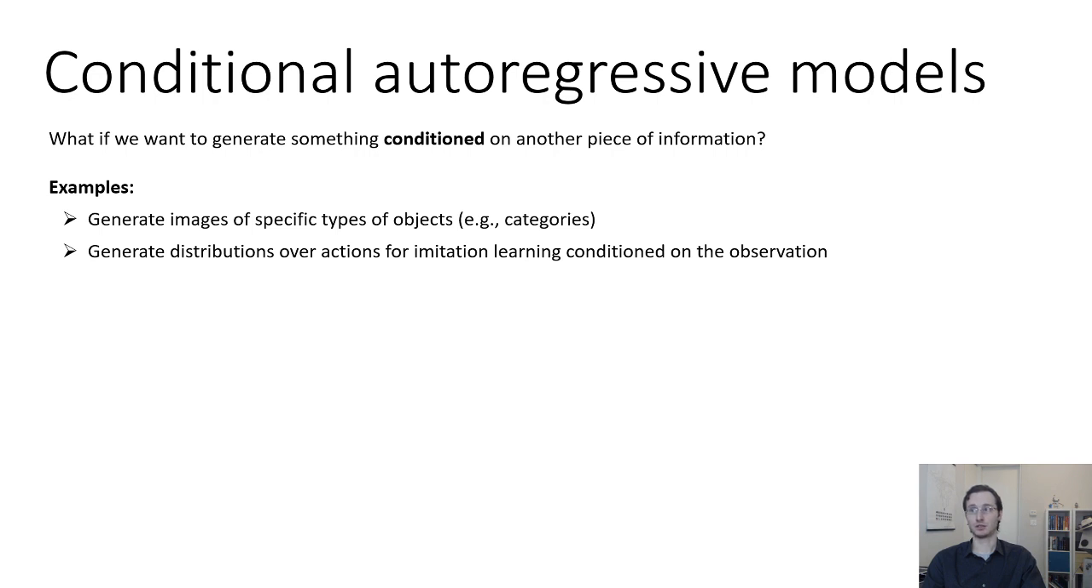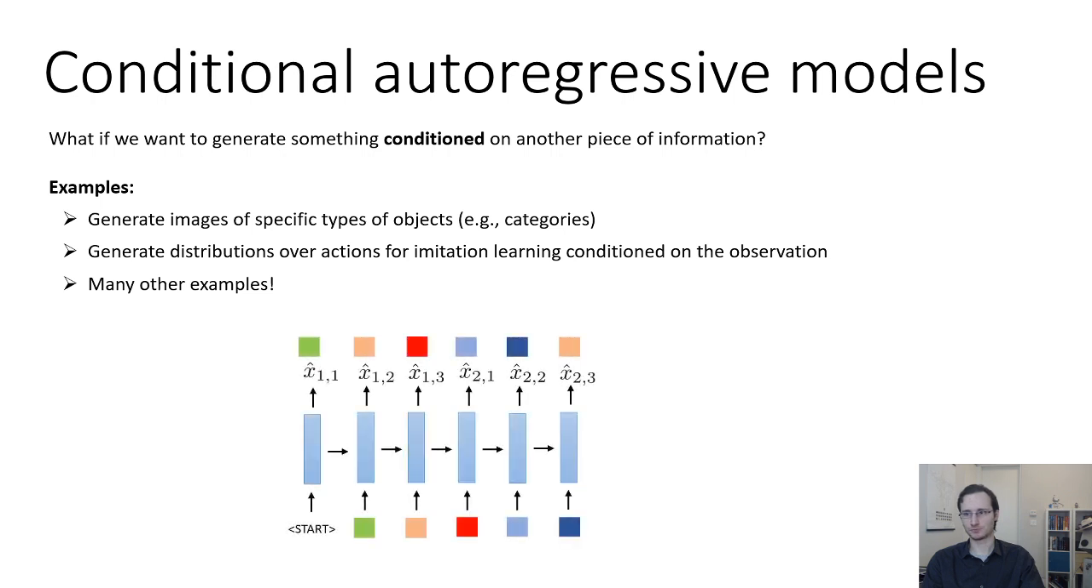You could have a conditional autoregressive model for imitation learning that generates distributions over actions conditioned on the observation, right? That's another example of a conditional autoregressive model, which I mentioned in the imitation learning lecture. And there are, of course, many other examples. The recipe is very similar to a conditional language model. So you have something that you're conditioning on, which we would call a context. This could be as simple as an object label or as complex as the state or observation in imitation learning. The context is processed using some kind of encoder network, which could be just a feed-forward model, a convnet, or it could be another RNN, and that is used to start the first time step of the autoregressive generative model.